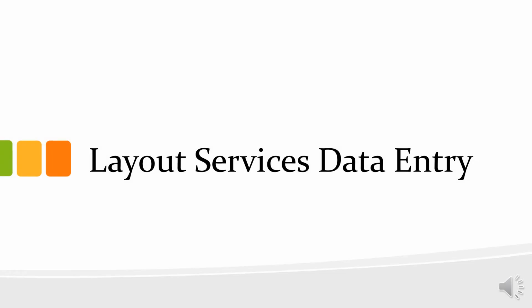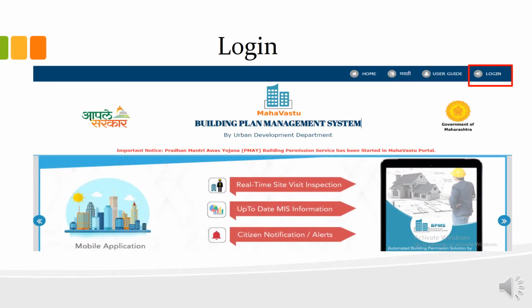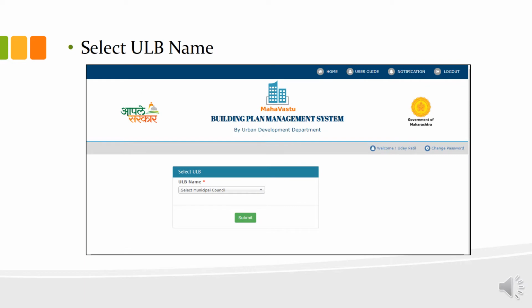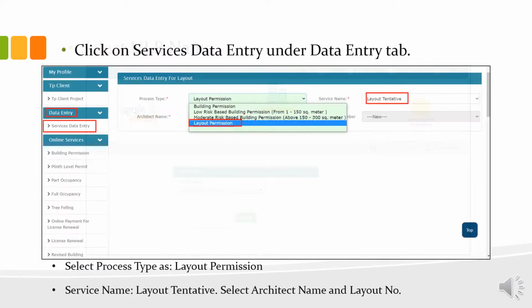In this video, we are going to see the process of layout services data entry. Go to the Mahavastu portal. On the right side, click on Login tab. Now the technical person logs in using the registered credentials. Select ULB name and click on Submit.